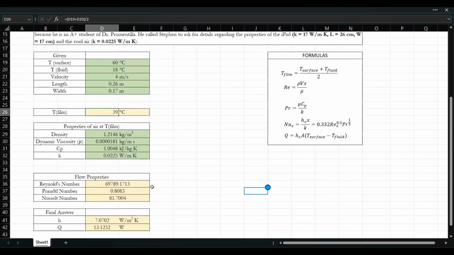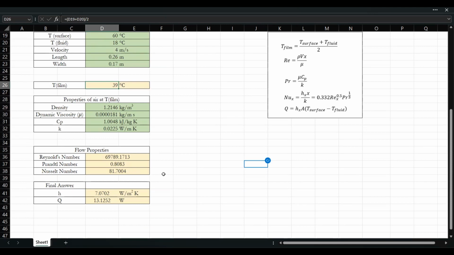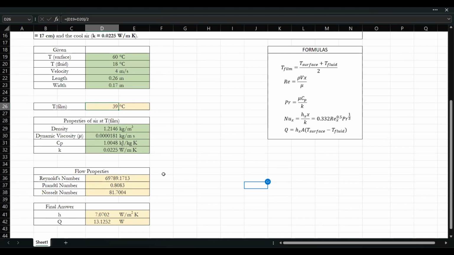Now that we have all the necessary information, we can now proceed to calculate the Reynolds number and the Prandtl number. We need both of these dimensionless numbers to calculate for the Nusselt number, which we will be using to solve for our convective heat coefficient. So for the Reynolds number, we can just use the formula density times velocity times the length all over the dynamic viscosity, which results in a Reynolds number of 69,789.1713. Next, we can then proceed to calculate the Prandtl number, which is the dynamic viscosity times the specific heat capacity divided by the thermal conductivity, resulting in a value of 0.8083.